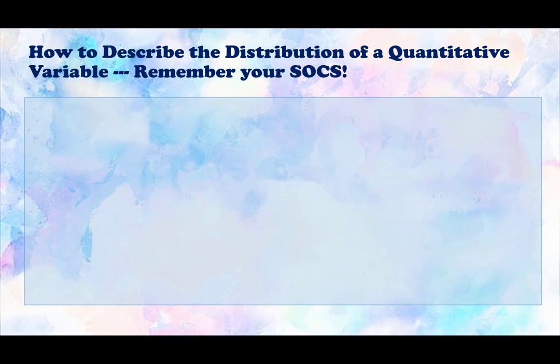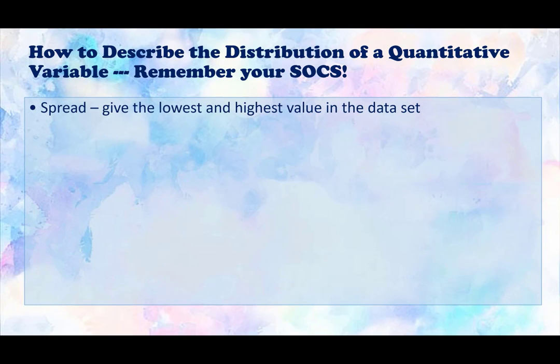Now, how to describe the distributions of a quantitative variable. Now, I always tell you to remember your socks, like the socks on your feet. So the first S stands for spread, and that gives the lowest and highest values of the data set.